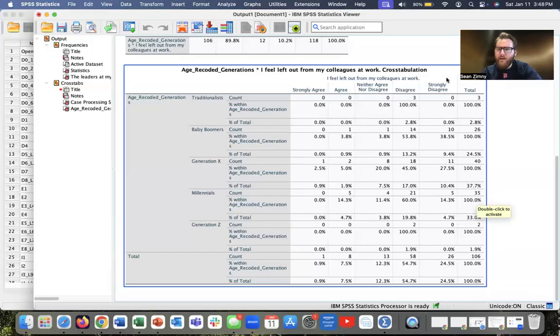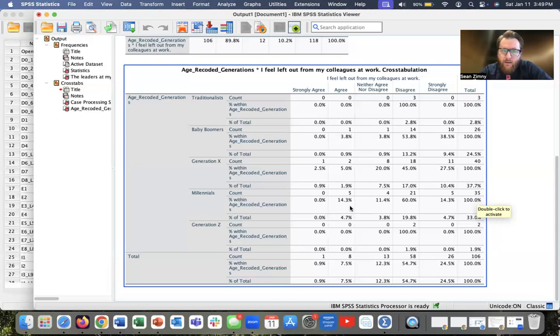So you see how I get in that, right? Looking at disagree and strongly disagree and agree and strongly agree. You could also look at there, right? So you could say baby boomers, 3.8% agree that they feel left out of work compared to 5% and 2.5% of Gen Xers. So fewer baby boomers agree that they're left out of their colleagues at work than Gen Xers.